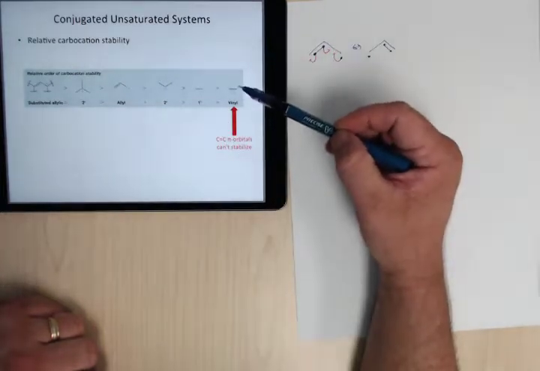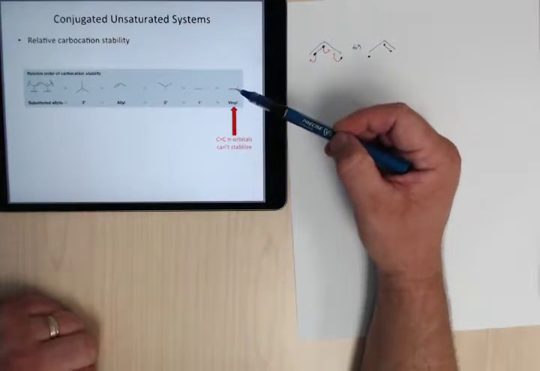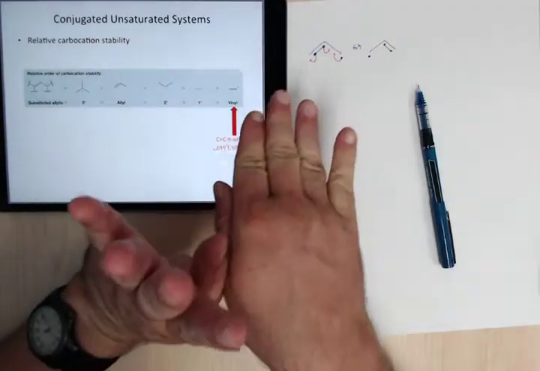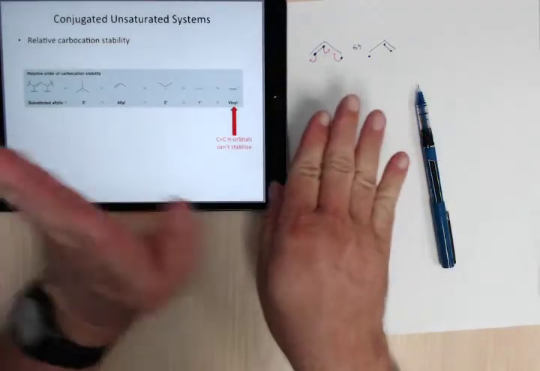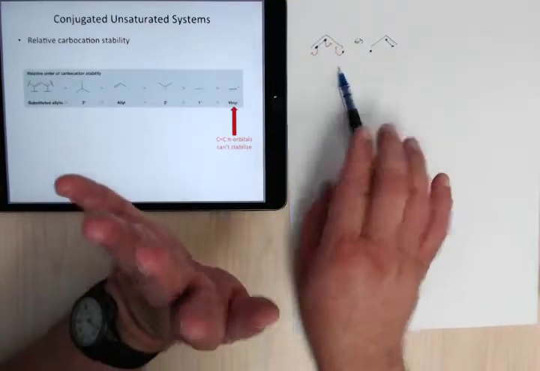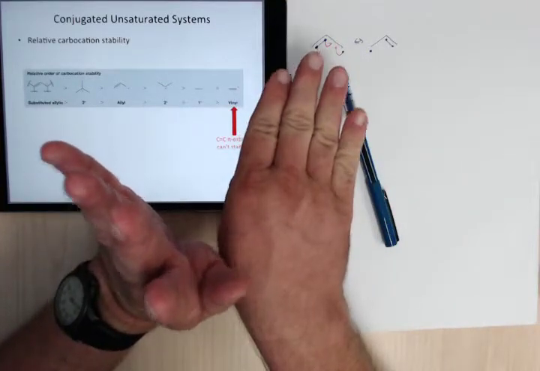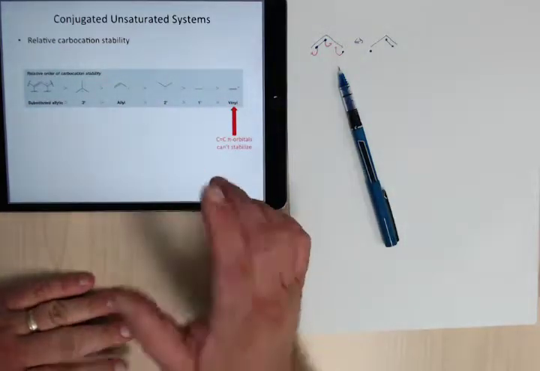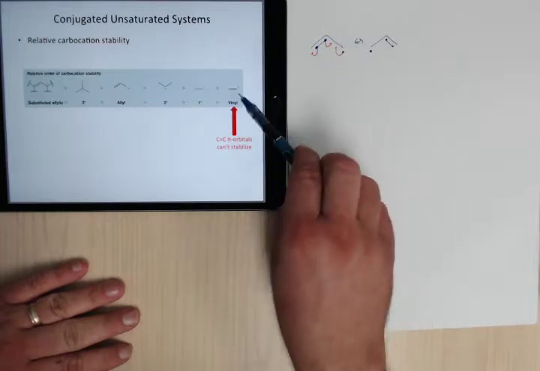Now you'll notice that if the positive charge is actually on the double bond itself, that's quite bad, because the orbitals are going to be 90 degrees from each other. If the p orbitals for the double bond are like this, the charge is going to be like this, and so they're not going to be able to help each other. So this is really, really unstable.